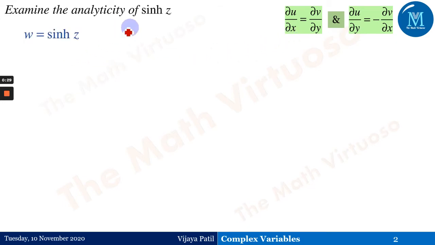Let me just go ahead with the W. That means this is sine hyperbolic z. I need to check the analyticity of this particular function. So it's sine hyperbolic z, which can be written as W, which is nothing but u plus iv, as we have seen already, and sine hyperbolic z as minus of i times sine iz.